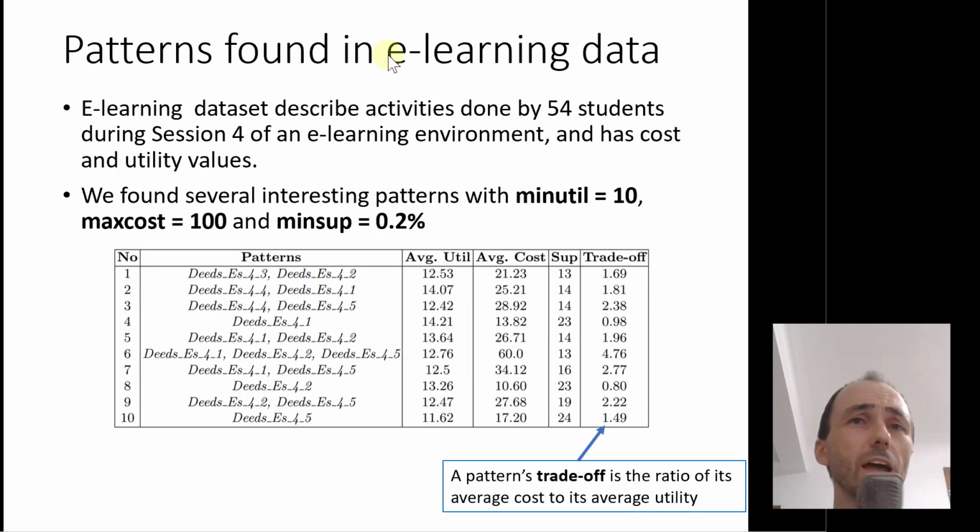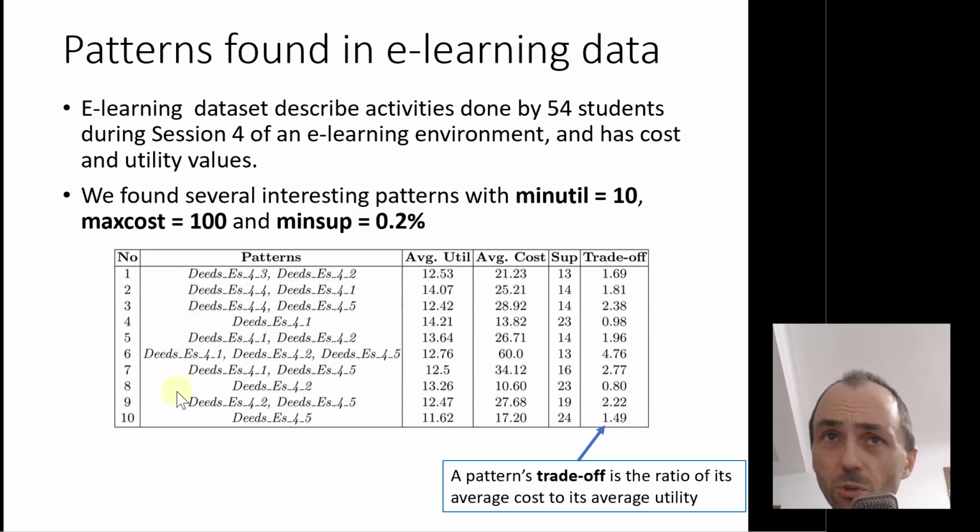We also look at the real e-learning data to find the real patterns. So in the e-learning database, we have the data from 54 students about the activities they did in the e-learning environment, and it has the real cost and utility values. So we set the parameters, the minimum utility, max cost, and minimum support to try to find some interesting patterns.